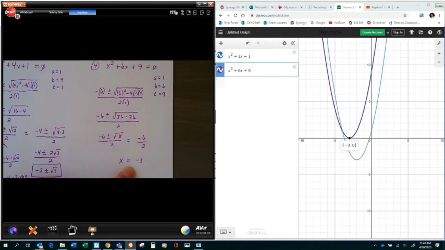Because as I punch this into Desmos, x squared plus 6x plus 9, it just gives me one x-intercept. That is where the vertex is. It hits it in one spot. This was our first one, which gives us our others. We already looked at that. And that's why this one only has one solution.